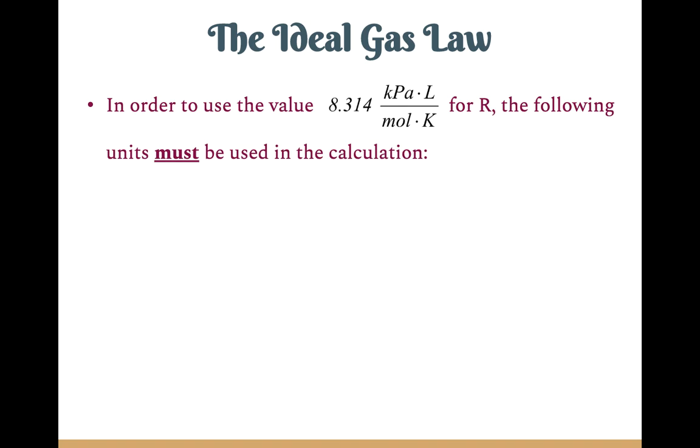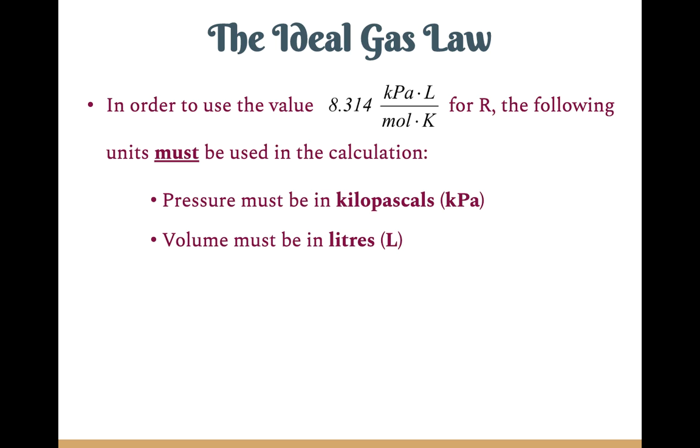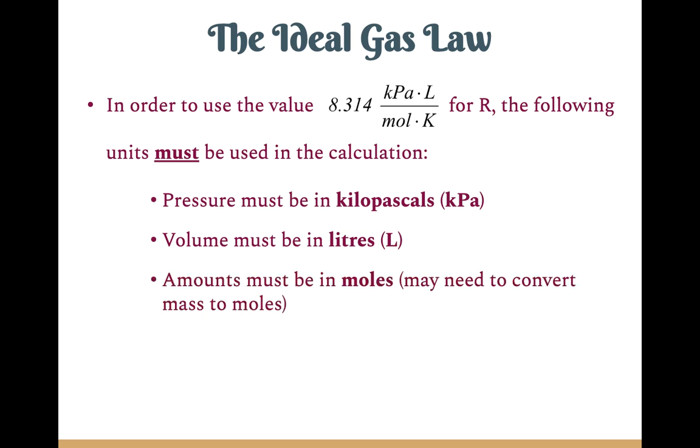So when you're using that ideal gas law in your calculations and you're using the value 8.314 for R, you have to make sure that your units match those that went with 8.314. So your pressure has to be in kilopascals. Your volume must be in liters. Amounts must be in moles, not masses, right? So you may need to convert mass to moles. And as usual, the temperature must be in Kelvin.